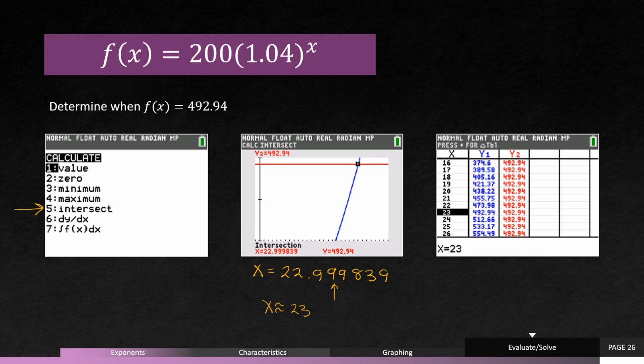And sure enough, when I check in a table of values, you can see y2 is always 492.94. At 22, it's definitely under by about 19 or 20, and when I hit 24, it's over by about 20. So 23 is our closest value there. I confirmed it just by using a table of values.